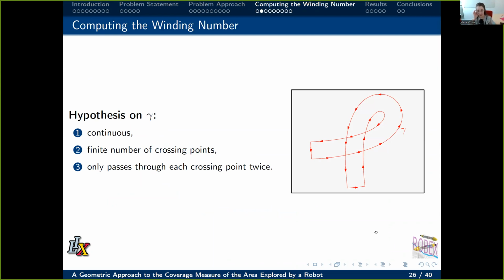So like I mentioned, we have some hypotheses on gamma, of course, so everything will work. I just mentioned one of them. And I'm going to talk about 3 others that are going to be important so we can understand the rest of the presentation. And the first is, like I already mentioned, gamma must be continuous. Gamma must have a finite number of crossing points. So crossing points are the self-intersections of gamma. And gamma only passes through each crossing point twice. So here in this example, we have all these hypotheses that match.